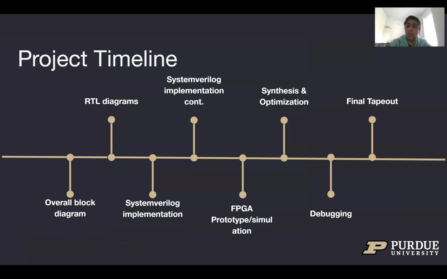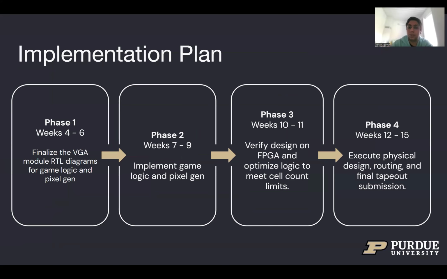Here's the roadmap of how we are taking this from a concept to actual tape-out. We will start with overall block diagrams. Once that's done, we move into RTL diagrams. Then we do SystemVerilog implementation. Once all of that is done, we do FPGA prototyping, where we simulate everything to catch bugs before they become permanent. Then we move on to synthesis and optimization, making sure that the design works and is fast. We finally debug it, and if everything checks out, we hit the final tape-out milestone. And we do the final tape-out.